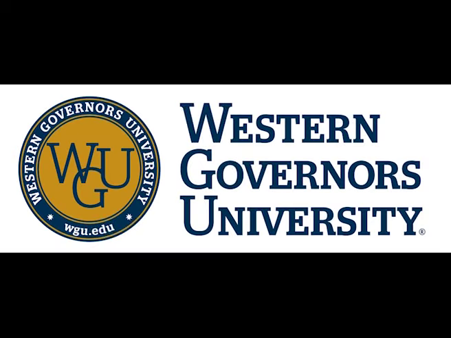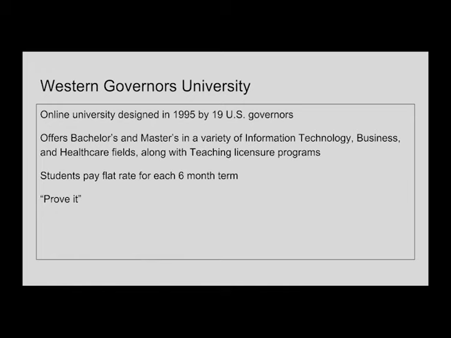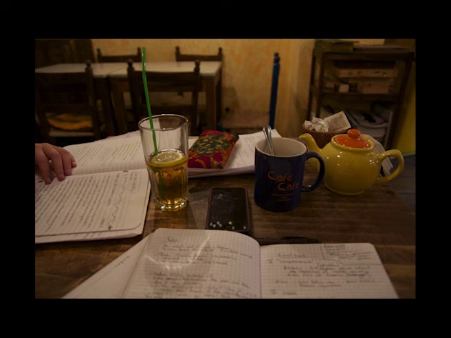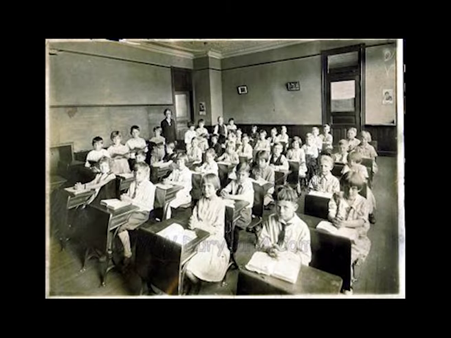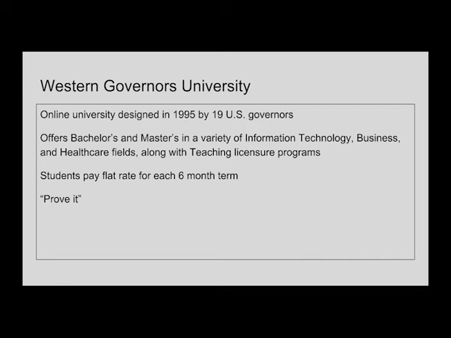Western Governors University was designed in 1995 by 19 U.S. governors to offer new educational opportunities for adults. The flexibility of WGU allows students control on when and where they learn. This helps provide a degree pathway for those whose schedule would otherwise preclude them from earning a degree through traditional outlets. WGU offers bachelor's and master's in a variety of information technology, business, and healthcare fields, along with teaching licensure programs.